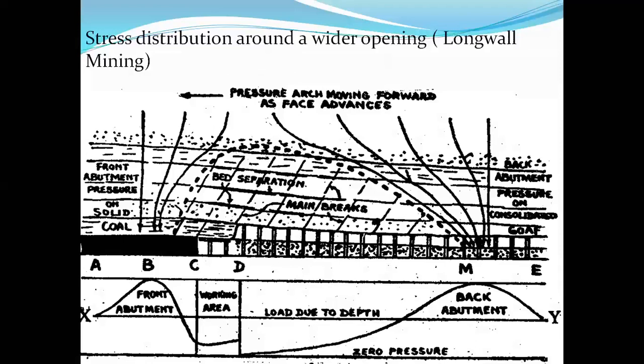Now let's see here. It's not necessarily always that the opening is a smaller one. Mining could be of a larger one, because the main aim of mining activity is to extract the mineral deposit present below the earth's crust to a maximum extent. If the opening is wider, mainly in case of coal deposits, it's known as longwall mining. This you might have studied in your earlier classes. So let's discuss how exactly the stress distribution takes place in case of a wider opening.